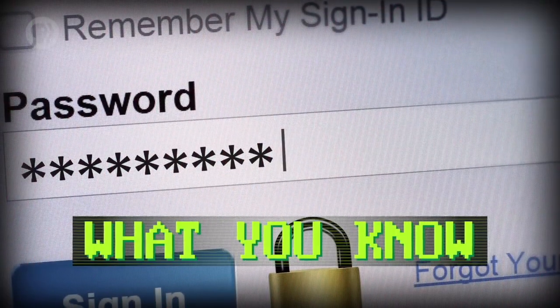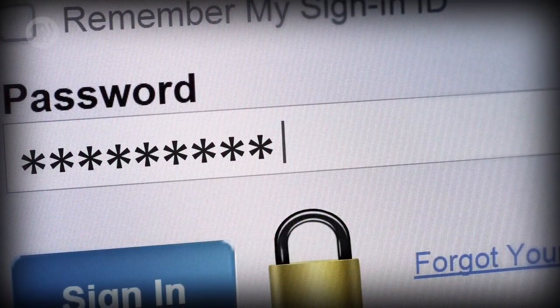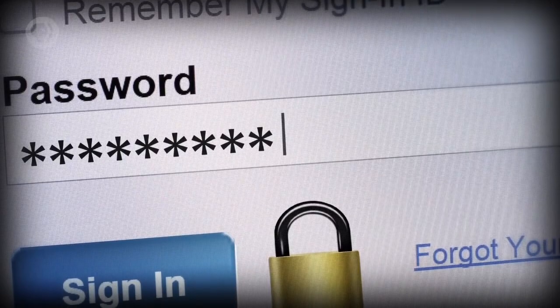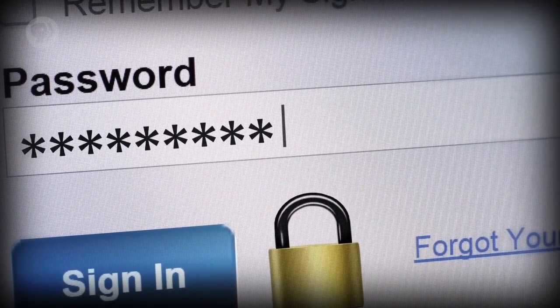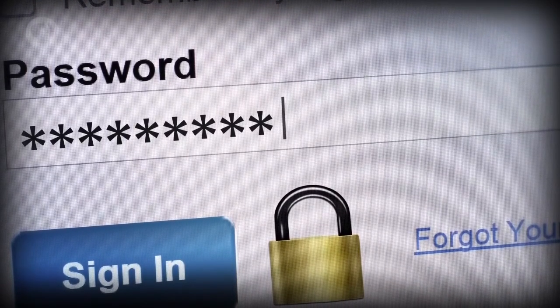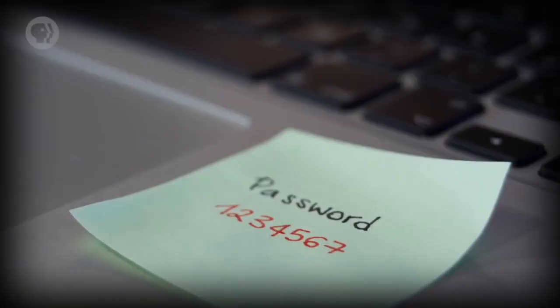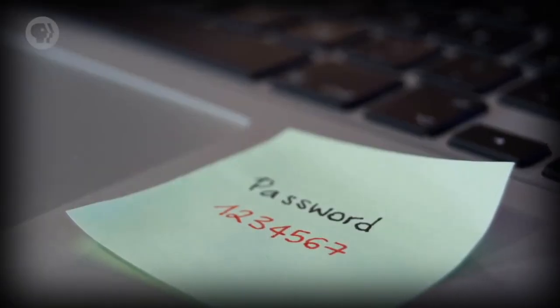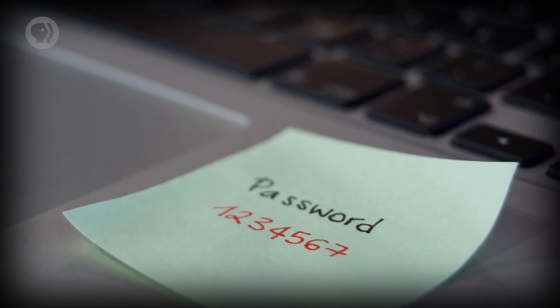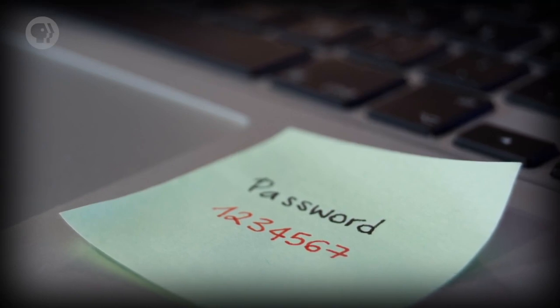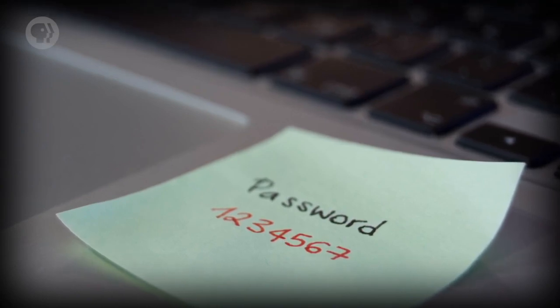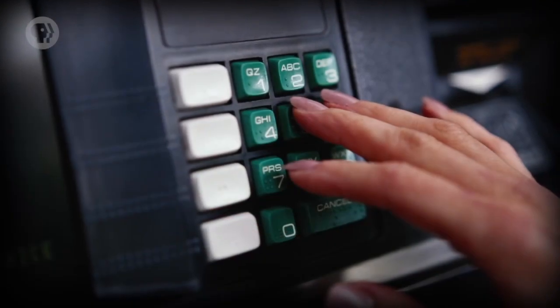What you know authentication is based on knowledge of a secret that should be known only to the real user and the computer. For example, a username and password. This is the most widely used today because it's the easiest to implement. But it can be compromised if hackers guess or otherwise come to know your secret. Some passwords are easy for humans to figure out, like 123456 or QWERTY. But there are also ones that are easy for computers.